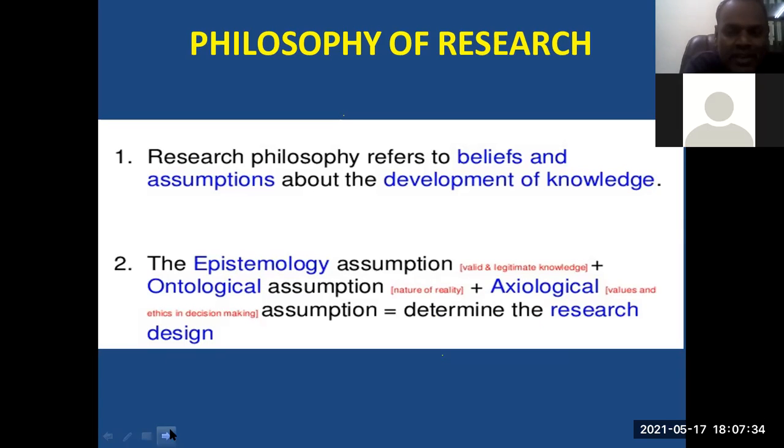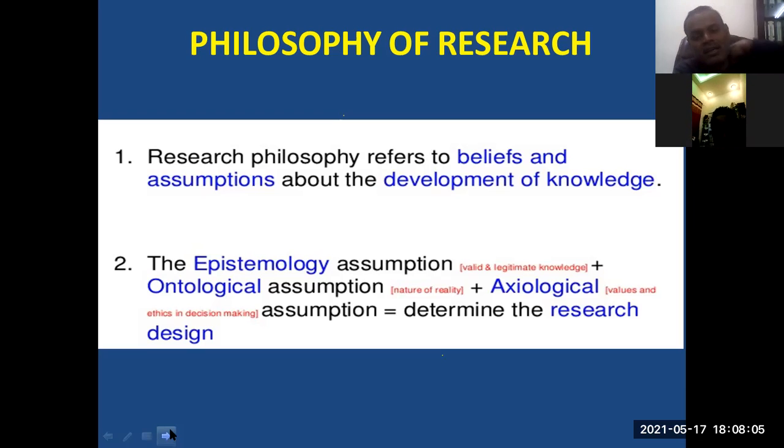Usually the philosophy, it refers to any philosophy. Philosophy means beliefs and assumptions about the development of knowledge. In terms of research philosophy, any common beliefs and assumptions about how to develop the knowledge. Mostly the research is about developing knowledge. This developing knowledge is mostly centered around our own beliefs and assumptions towards particular phenomena.